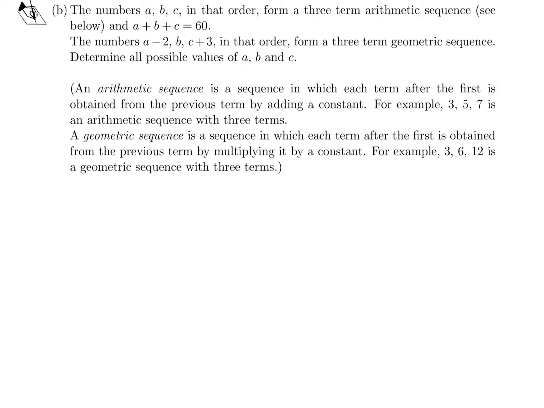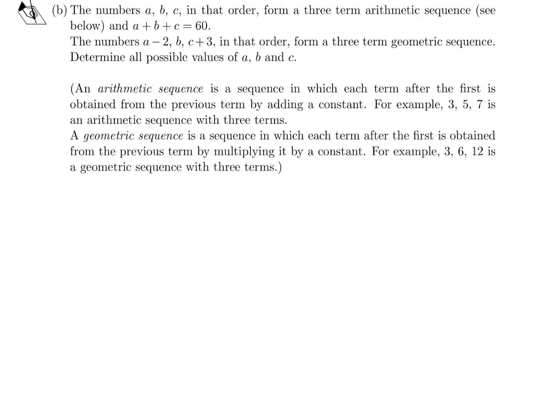The numbers A, B, and C in that order form a 3-term arithmetic sequence. See below. And ABC is equal to 60. The numbers A minus 2, B, and C plus 3 in that order form a 3-term geometric sequence. Determine all possible values of A, B, and C.